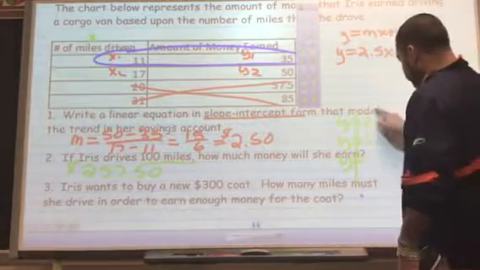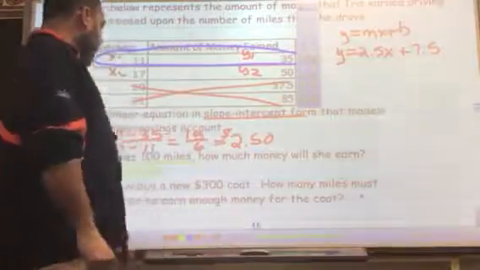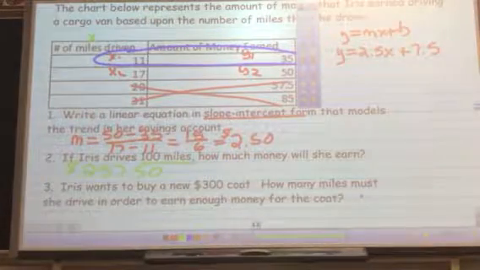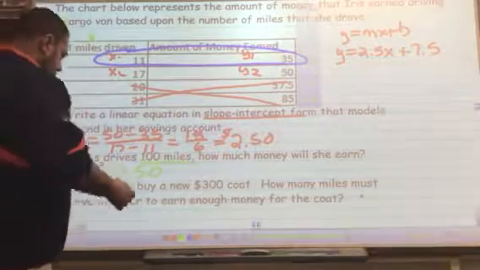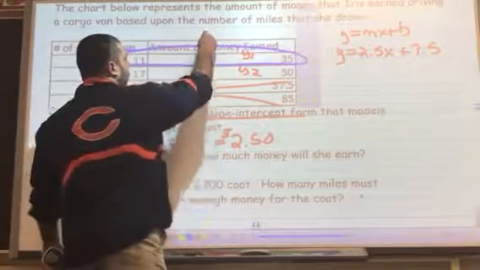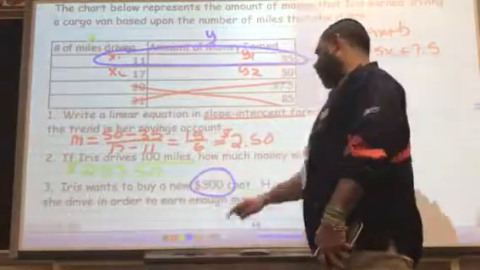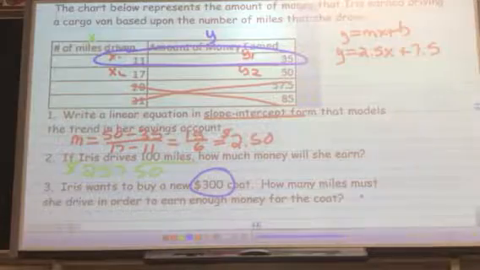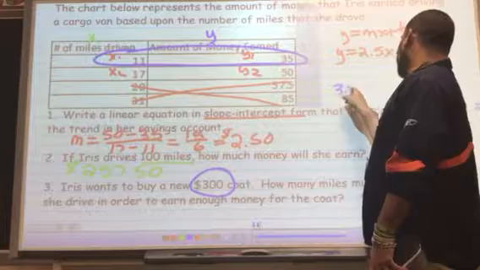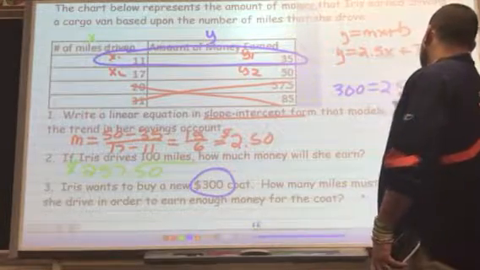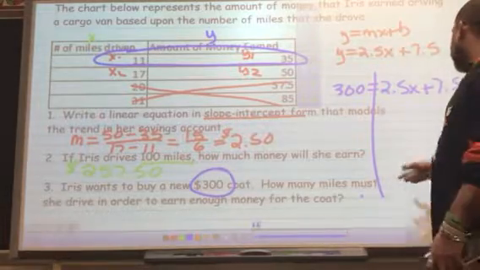Number 3 says Iris wants to buy a new $300 coat. How many miles must she drive in order to earn enough money for that coat? Well, what I've got to think about is money, that's my y. I want to figure out how many miles she's got to drive to get $300. So I'm going to put 300 in for my y in my slope-intercept form, and I'm going to solve this to figure out what x is.